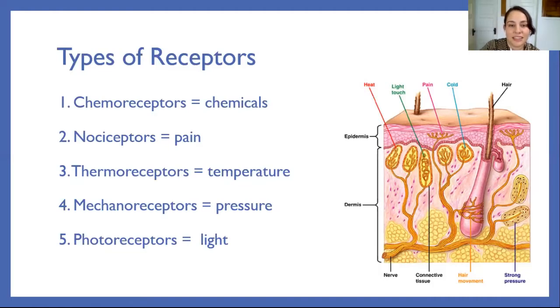A lot of these you may recognize as we've mentioned them in lab. We have different ones in our skin in that dermis region that are there to detect temperature, pressure, and pain. We're going to see the specialized ones like the chemical receptors. Those are used for our nose or for our taste, and photoreceptors are used for our eyes.